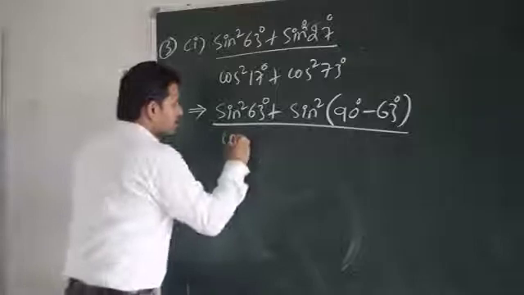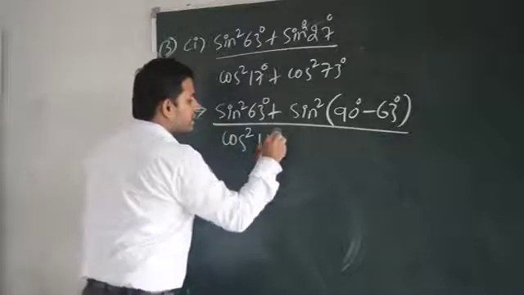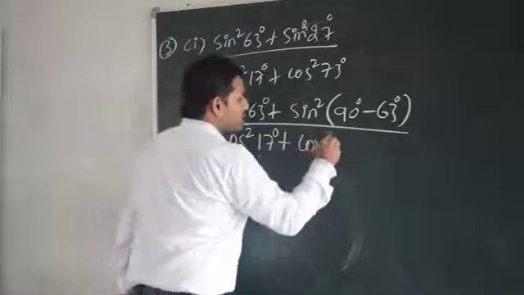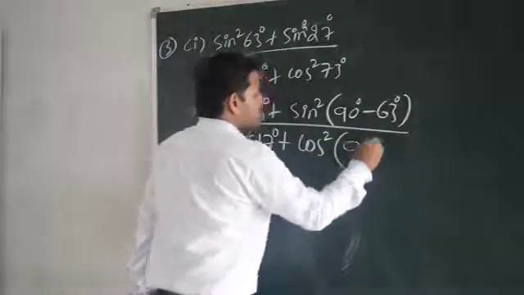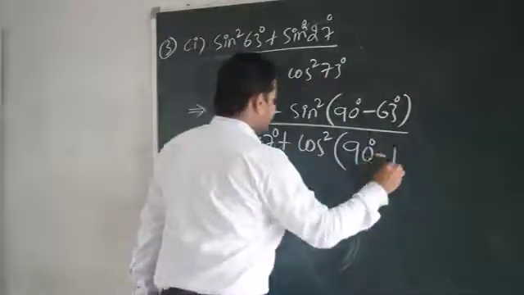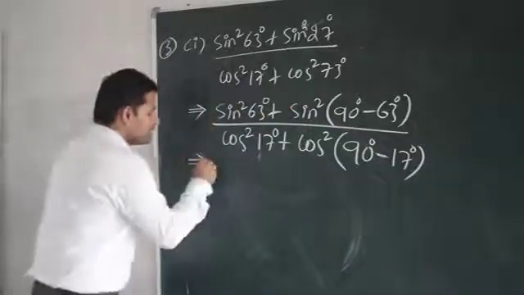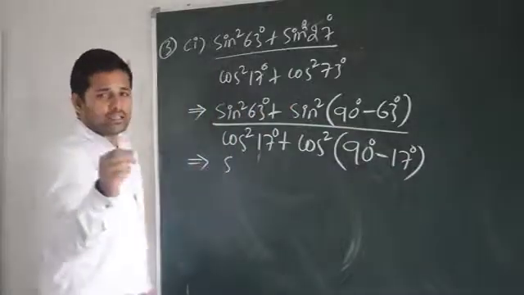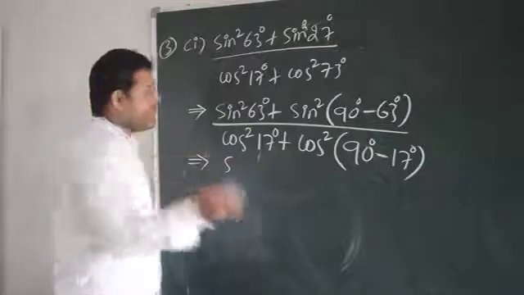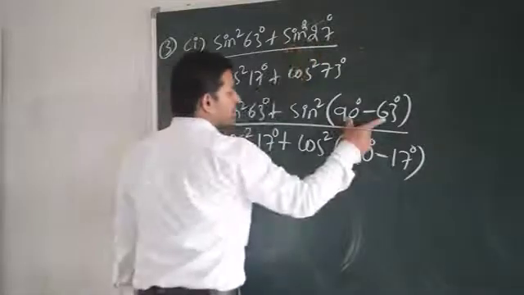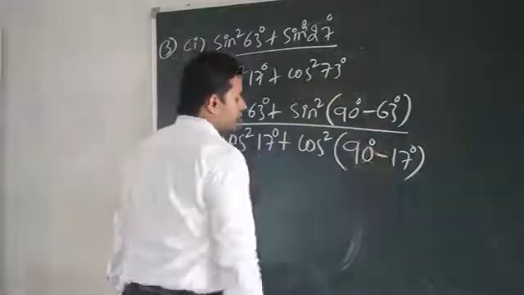Then can I write this one as cos square 17 degree plus cos square. This 73 can be written as 90 degree minus 17 degree. Is it fine? Of course it is fine. So we are using the complementary angles here. This 27 I have written as 90 minus 63, this 73 as 90 minus 17.